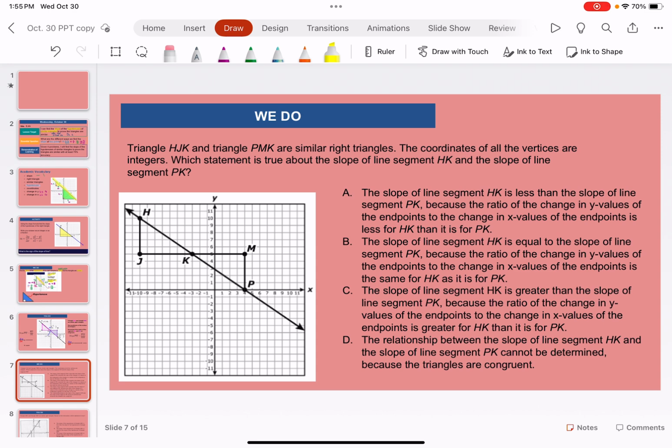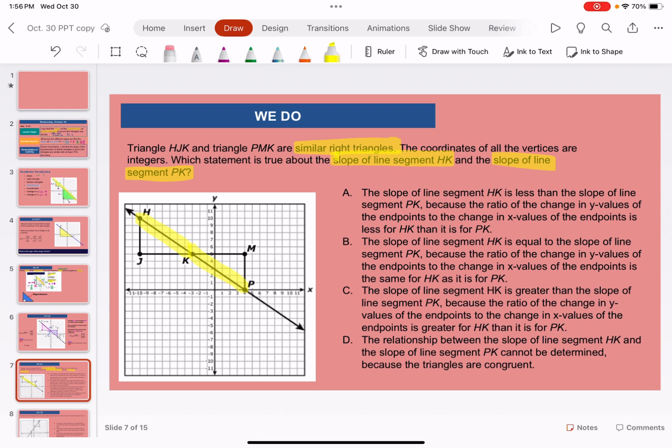It reads: triangle HJK and triangle PMK are similar right triangles. The coordinates of all the vertices are integers. Which statement is true about the slope of line segment HK and the slope of line segment PK, right? So we're talking about HK and then we're talking about PK. So remember that PK can be called KP.